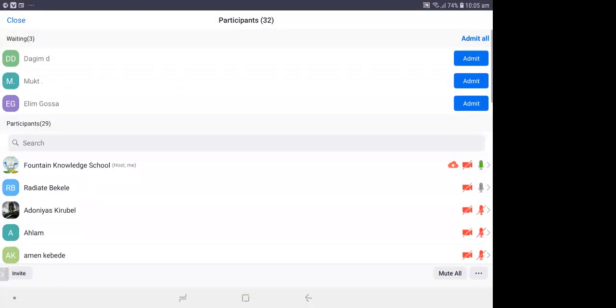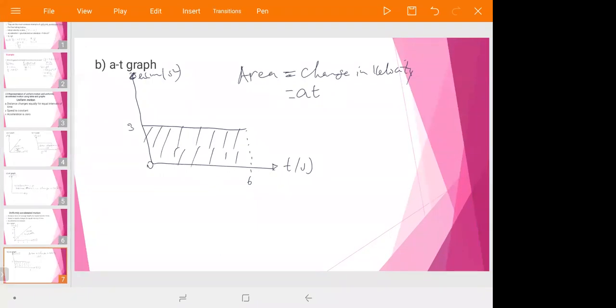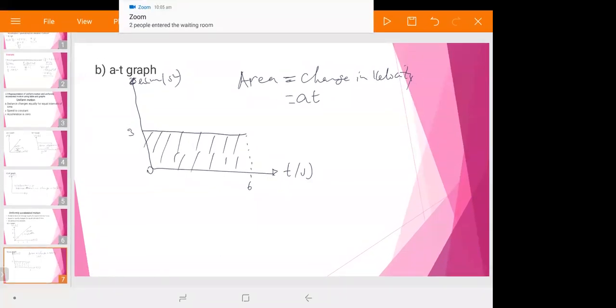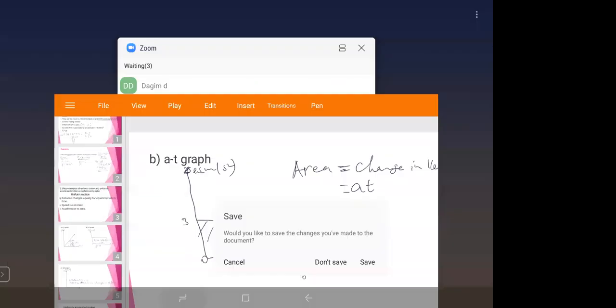Have you understood what you have seen? Yes, Mister. Okay. Depending on our time, let us do one question which we can calculate. It is area, again it is acceleration, as well as what type of motion. Let us see one question together on the whiteboard.